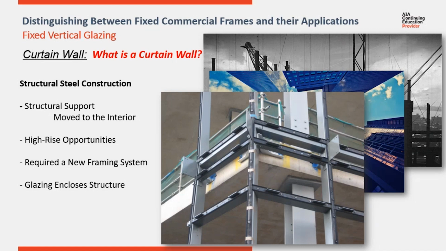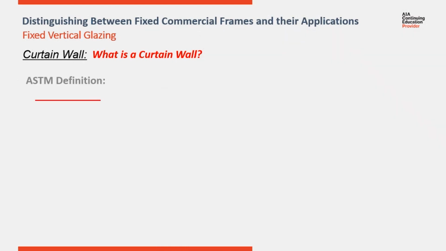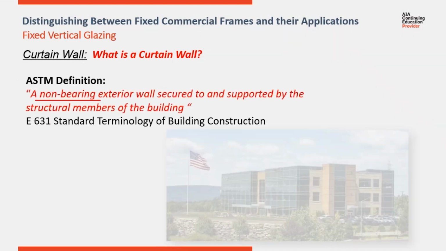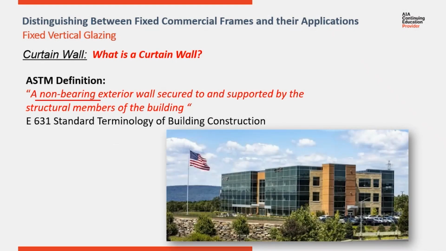With the advent of curtain wall, glazing could now enclose more of the building envelope. This is the ASTM definition of a curtain wall: a non-bearing exterior wall secured to and supported by the structural members of the building. Note that curtain wall is to the exterior of the structure of the building and is secured back to the structure. It is called curtain wall as it is hung from the structure and encloses the building behind it.